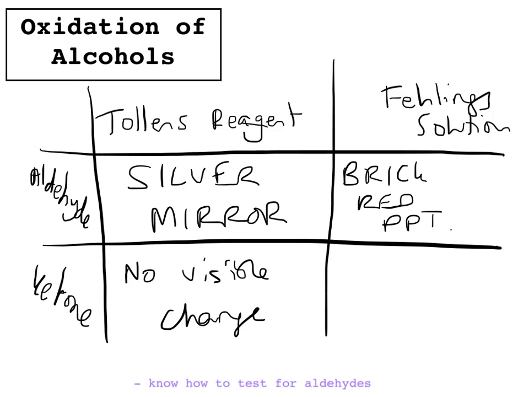I'm going to use the abbreviation PPT here, which you can do in an exam if you wish. You must say brick red precipitate. You've got to use this word or this abbreviation, precipitate, to explain what you're actually seeing. Either you see a solution or you see a precipitate. You've got to be specific. So for Fehling solution with an aldehyde, you see a brick red precipitate, and you see no visible change for a ketone and, again, a carboxylic acid if they ask you that question.